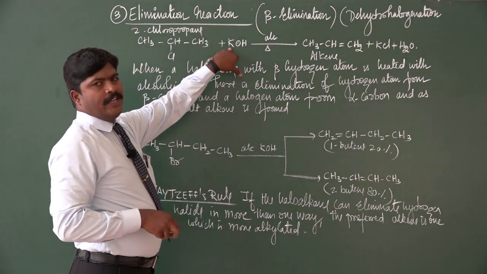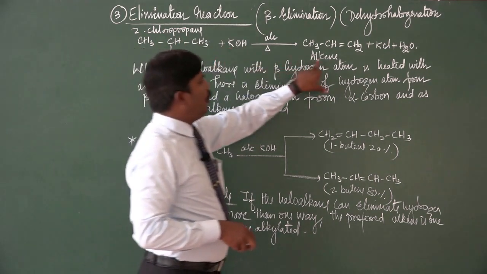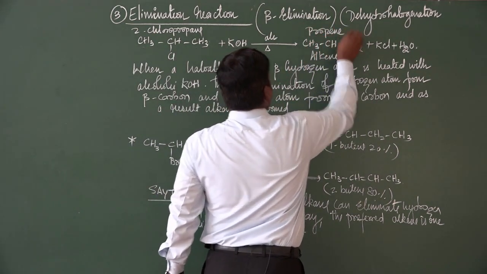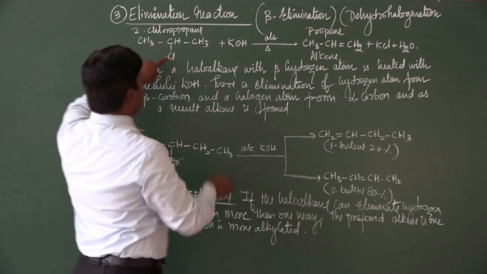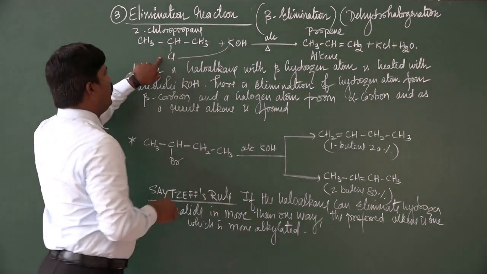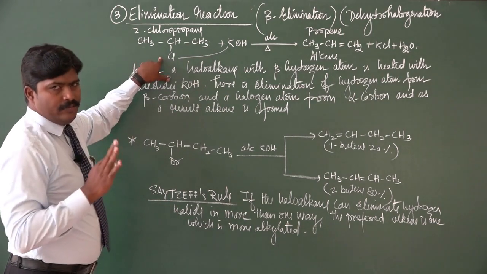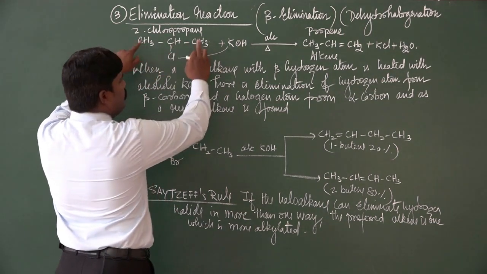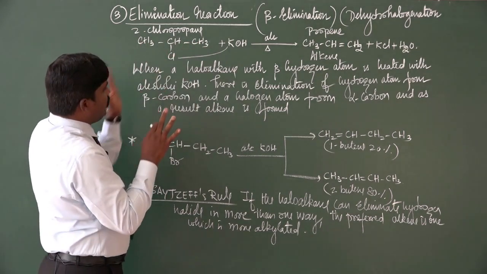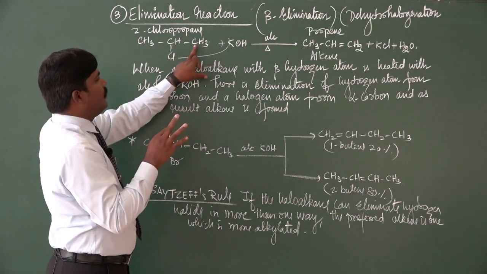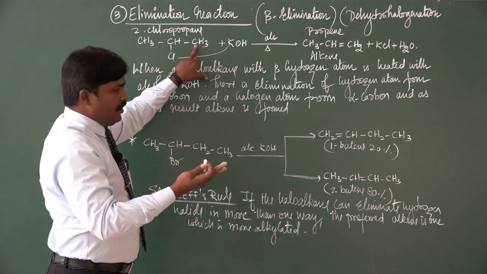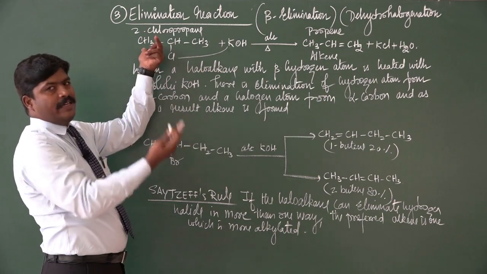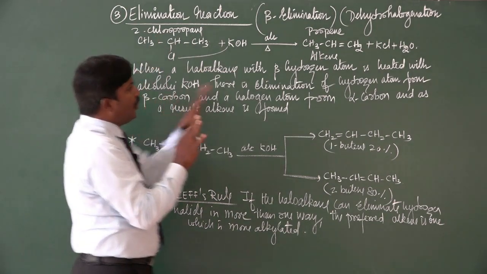along with alcoholic potassium hydroxide, I get a product called an alkene, that is propene, and KCl and H2O. So, we are going to eliminate one KCl from here, and the liberty is given to me in this reaction, because this is the alpha carbon and the neighboring carbons are beta carbons, both are beta carbon atoms here. I can remove the hydrogen from the neighboring carbon either from the left hand side or the right hand side. The product remains the same, propene.